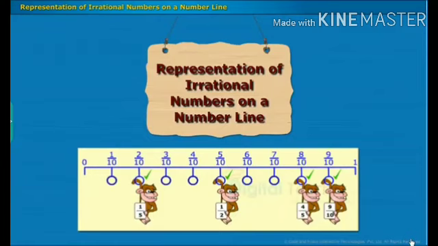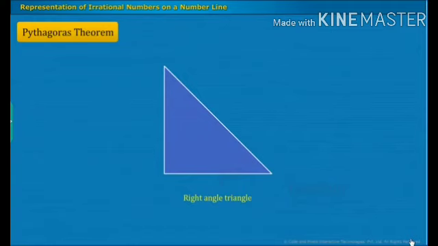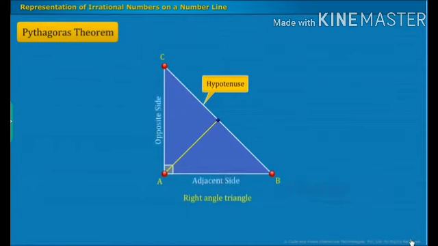Now, let us learn how to represent irrational numbers on a number line. Before going to learn the representation of irrational numbers on a number line, we need to know about Pythagoras' theorem. The Pythagoras theorem states that in a right-angle triangle ABC, the side opposite to the right angle is the hypotenuse, and hypotenuse square is equal to the sum of the squares of the other two sides, as shown on screen. Now, let us go back to how to represent numbers with roots on a number line.